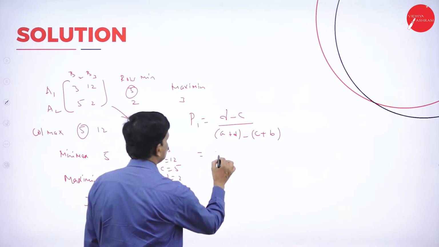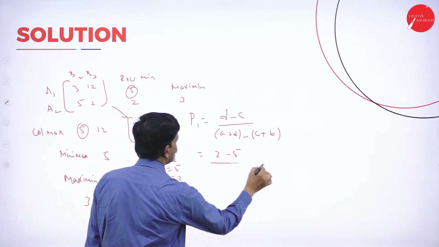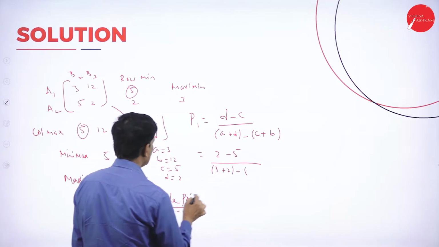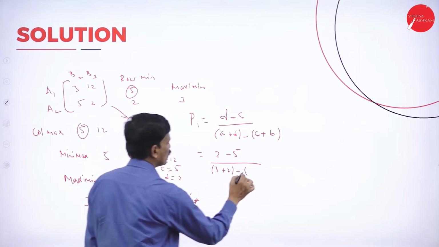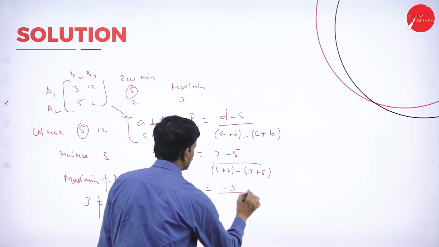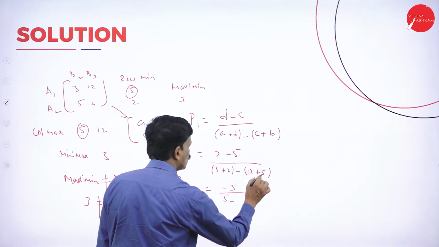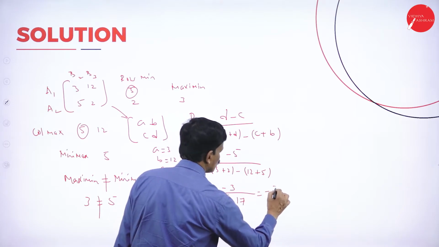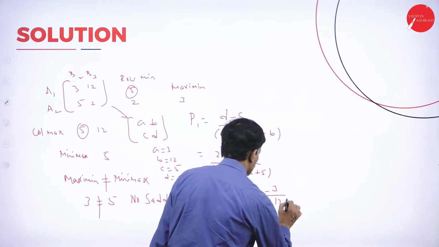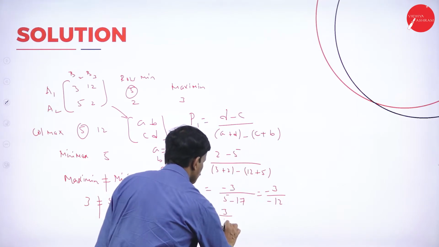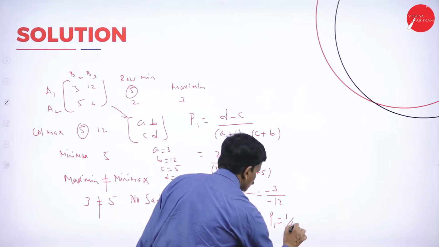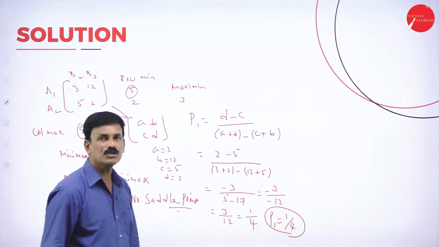D is 2 minus C is 5 divided by A plus D, 3 plus 2, minus C plus B, 12 plus 5. So this is equal to minus 3 divided by 3 plus 2 is 5, 12 plus 5 is 17. So this is minus 3 divided by 5 minus 17 is minus 12. So this can also be written as 3 by 12, 3 ones are 3, 3 fours are 12. So therefore P1 is equal to 1 by 4. P1 is equal to 1 by 4.